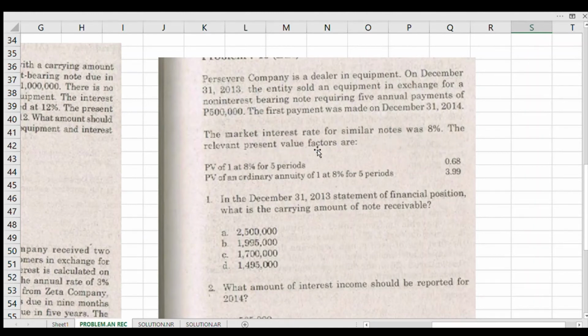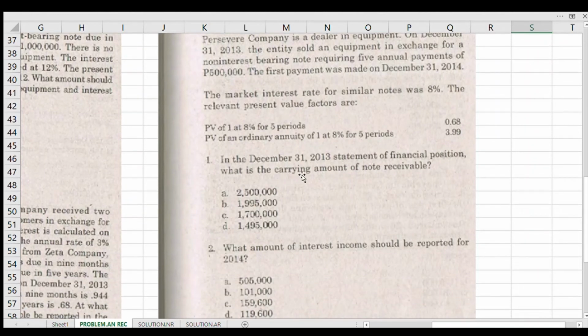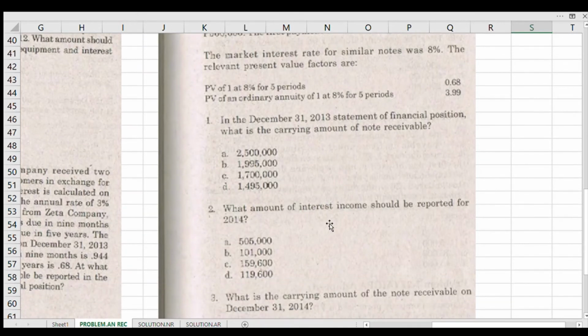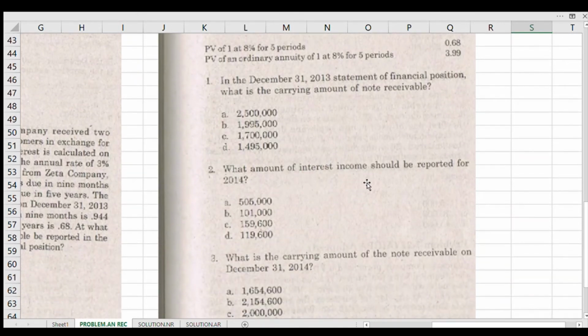The relevant present value factors are: present value of 1 for 5 periods is 0.68, and the present value of an annuity of 1 at 8% for 5 periods is 3.99. In the December 31, 2013 statement of financial position, what is the carrying amount of the notes receivable? Number 2, what amount of interest income should be reported in 2014? This is the next year.